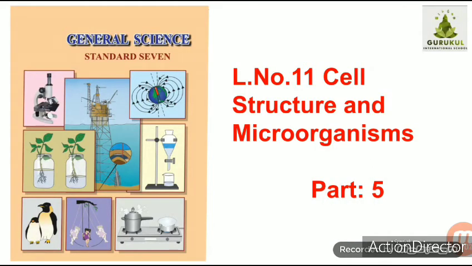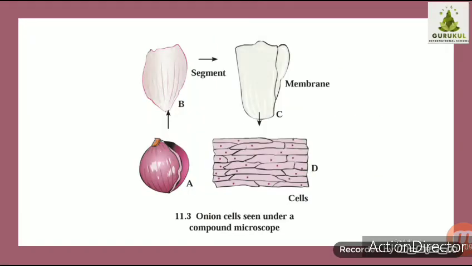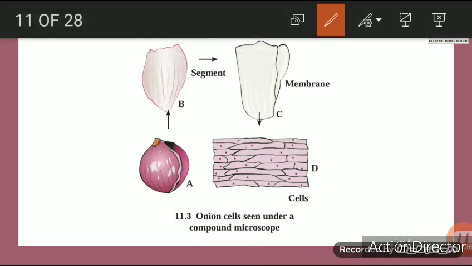Lesson number 11, Cell Structure and Microorganisms, Part 5. In our textbook, one method is given to observe the cells of the peel of the onion, the onion cells, under a microscope. What do we have to do in this procedure? You have to take a small piece of onion and carefully separate the skin from its concave surface with the help of forceps.